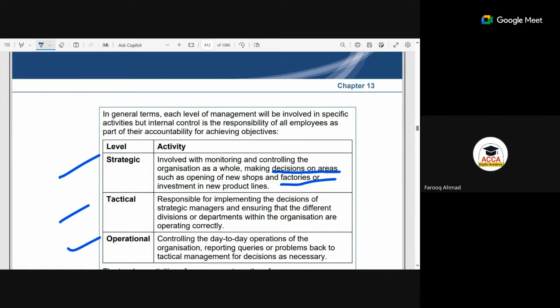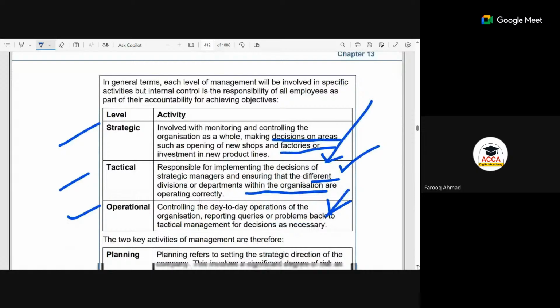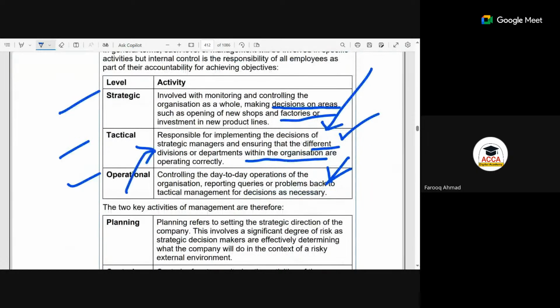Tactical is responsible for implementing decisions. So the strategic decisions will be implemented over here. They take care of the strategic managers' decisions and ensure that the different divisions and departments within the organization are operating correctly, controlling day-to-day operations. They delegate, and the solutions come back to these people, providing all their findings, their solution, their working.